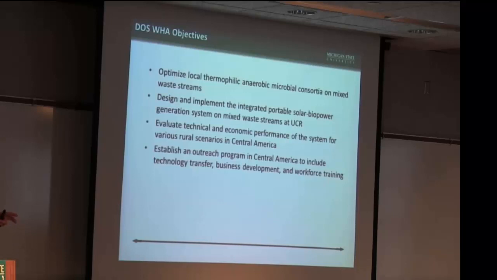the microbial community in Costa Rica differed from the microbial community that we have in East Lansing. Again, very different climates, and so we'd expect to see some differences. We also looked at operating the digesters in the two different temperature regimes, mesophilic around 100 degrees, and then thermophilic upwards of 125 to 135 degrees Fahrenheit.